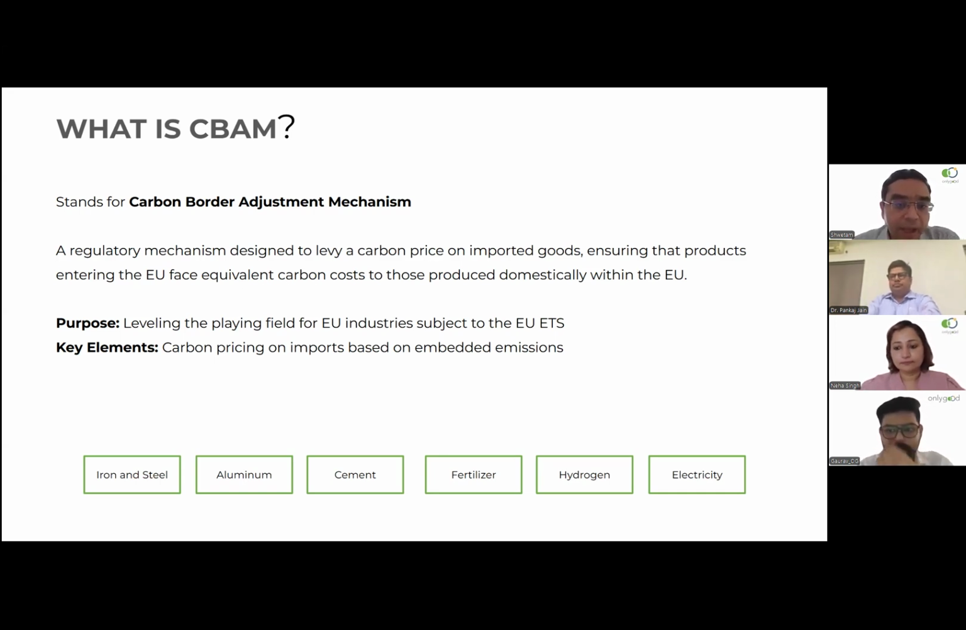It is applicable for six industries so far, listed below. Of course, the ones relevant for our conversation today would be iron and steel, and aluminium. But CBAM is starting off with these six industries, and the ambit and the scope for CBAM will keep increasing.